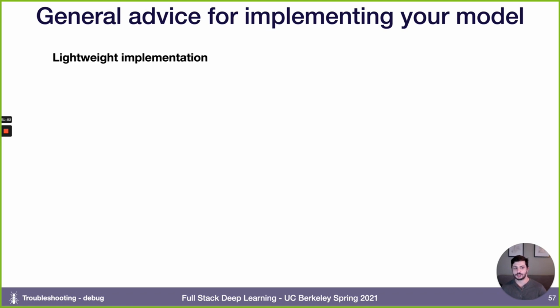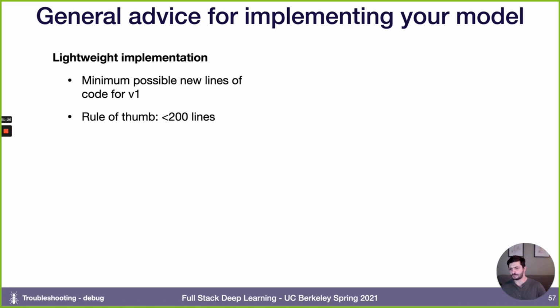So the first is to start with as lightweight an implementation as you can. So adding the minimum possible new lines of code for version 1. Intuitively, every line of code that you write could possibly have some bugs in it. And so if you have fewer lines of code, your debugging process is going to be easier because there's going to be fewer places to look for the error. As a rule of thumb, I think trying to get your implementation to something less than 200 lines for the first version is generally a good goal. And oftentimes, I would really try to get things to be less than 100 lines, but it's not always possible to do that.